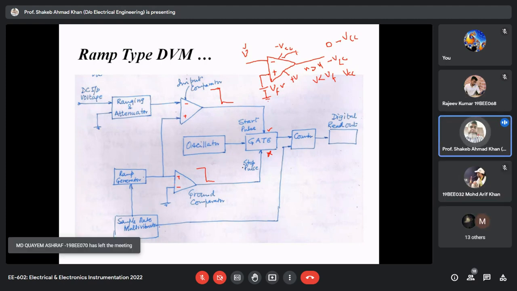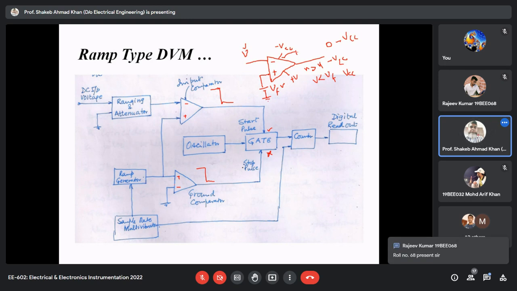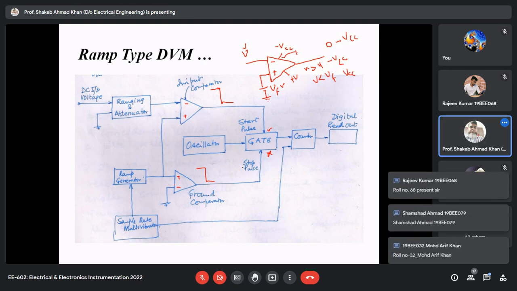You must have gone through this diagram, and then try to comprehend my explanation of this diagram. If you have any query, you can ask, please. And if you don't have any query, then I'll have one query.